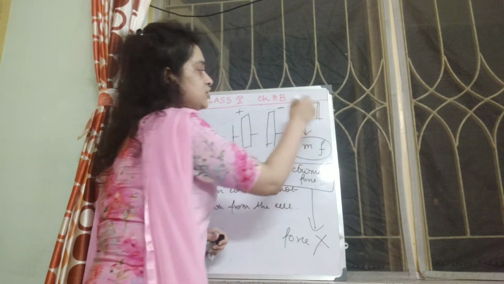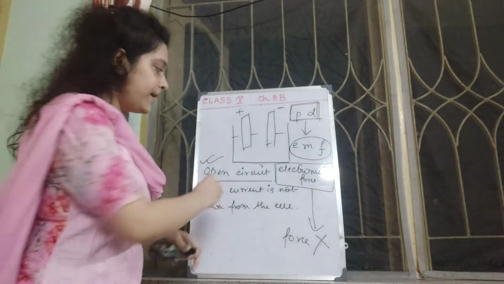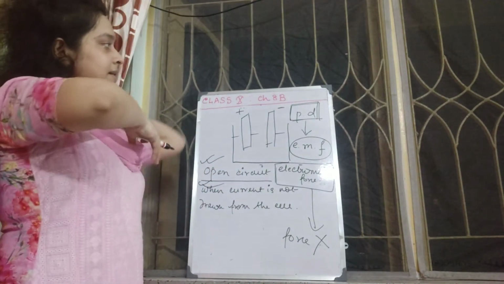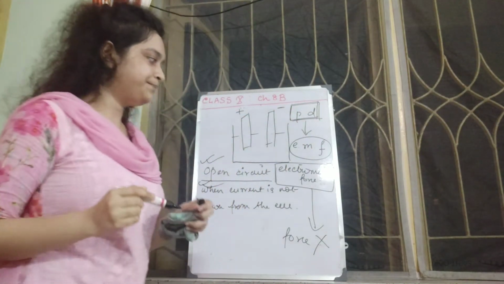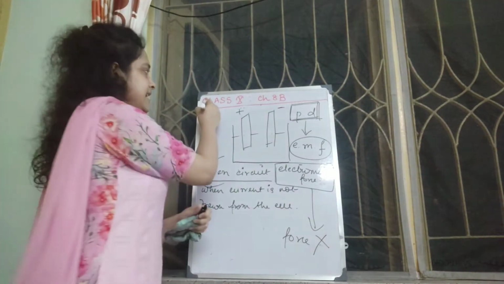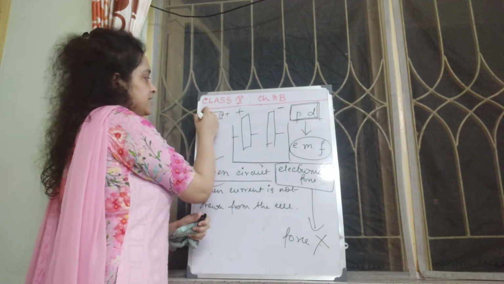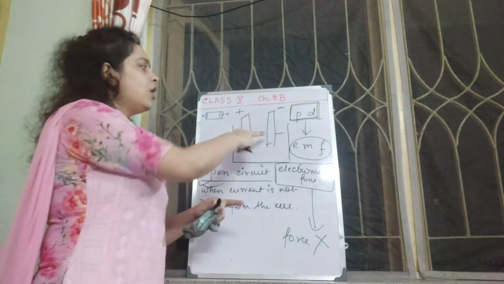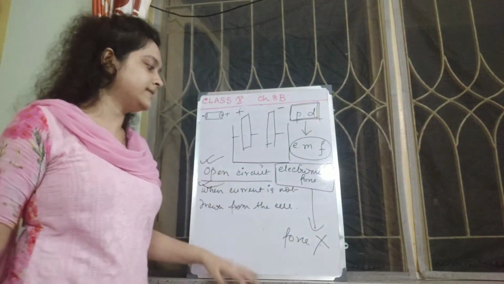It is the potential difference between the two electrodes in open circuit condition or when current is not drawn from the cell. It is nothing but the potential difference between the two electrodes or the two terminals of a cell, you can say. You have seen the cell, one end is marked positive and another end is marked negative. So it's the two terminals of the cell or the two electrodes.